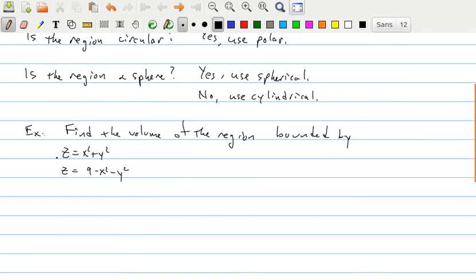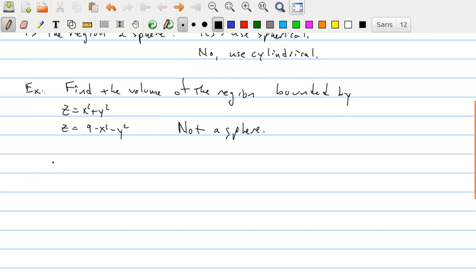I see that this first one, z equals x squared plus y squared, the fact that it has an x squared plus y squared in here tells me that this surface is circular. If we were to make a sketch of this, it actually looks like a paraboloid. And the second one is also a function of x squared plus y squared, so it's also circular. But neither of these is a sphere. This is actually a parabola in z and x, or a parabola in z and y, and the same goes with the second surface. So this is not a sphere, so we will not use spherical coordinates. Instead we'll use cylindrical. Let's look at how we'd set that up.